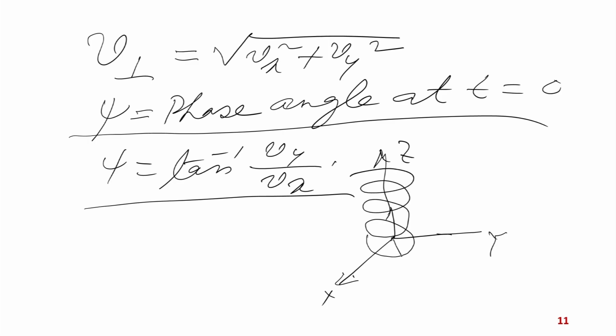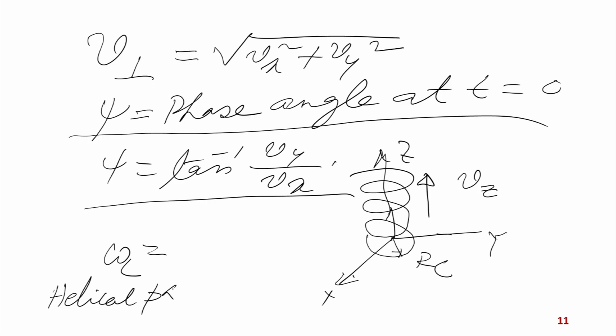So, this is the radius of gyration R C, and it is gyrating with the cyclotron frequency omega c, and it is moving along z with the velocity v z. In the xy plane it is circular, so basically the path is a helical path. This is the trajectory in the magnetic field.